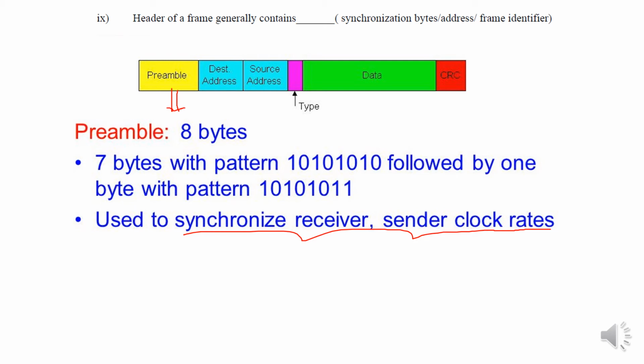So here the answer is not only synchronization bits, or address, or frame identifier. Basically there should be one more option, all of the above, and that should be the answer, because all of this is contained in the frame header. So the answer is all of the above.